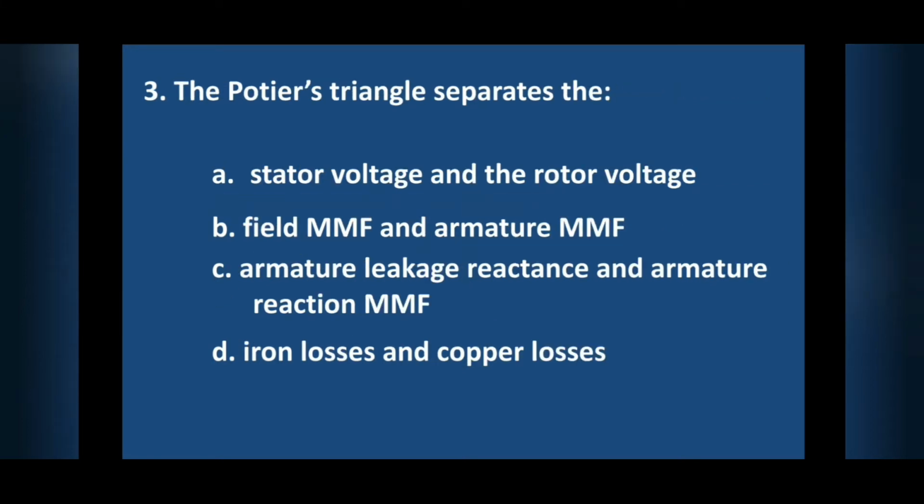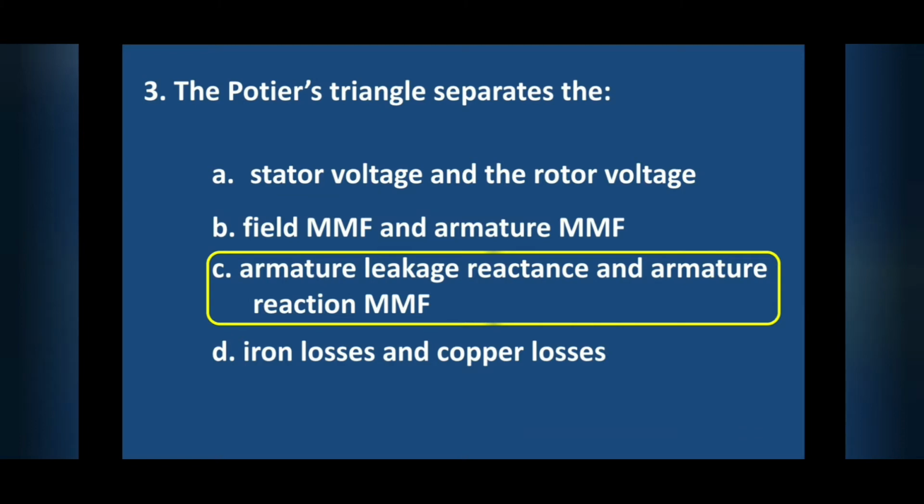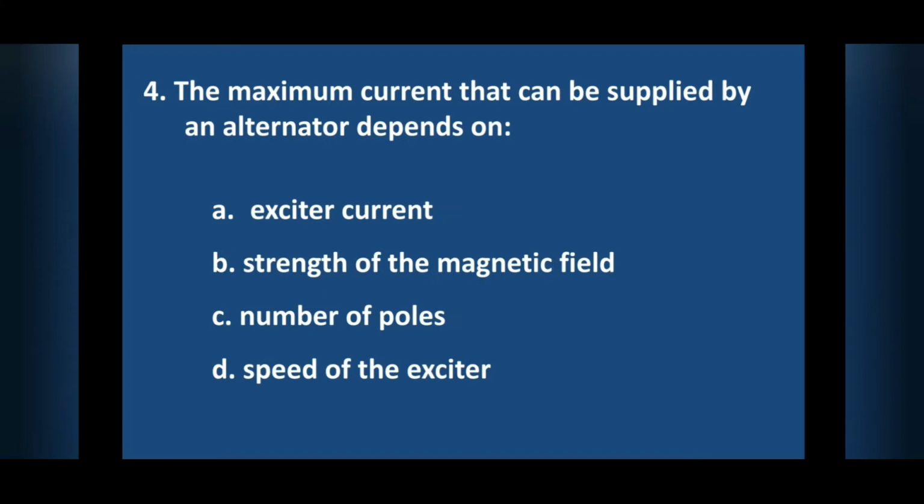Question number 3. The Potier triangle separates the. Answer is option C, armature leakage reactance and armature reaction MMF. Question number 4. The maximum current that can be supplied by an alternator depends on. Answer is option B, strength of the magnetic field.